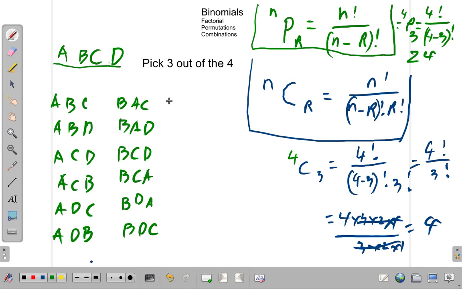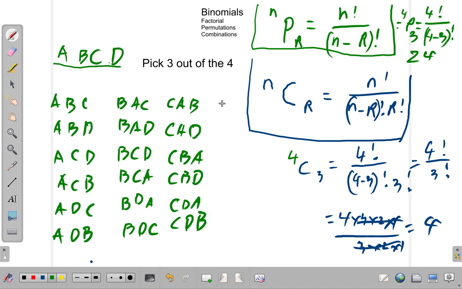Then we have, starting with C: C, A, B; C, A, D; C, B, A; C, B, D; C, D, A; C, D, B. Alright, one more set. We start with D: D, A, B; D, B, A; D, C, A; D, C, B; D, B, A; D, B, C.